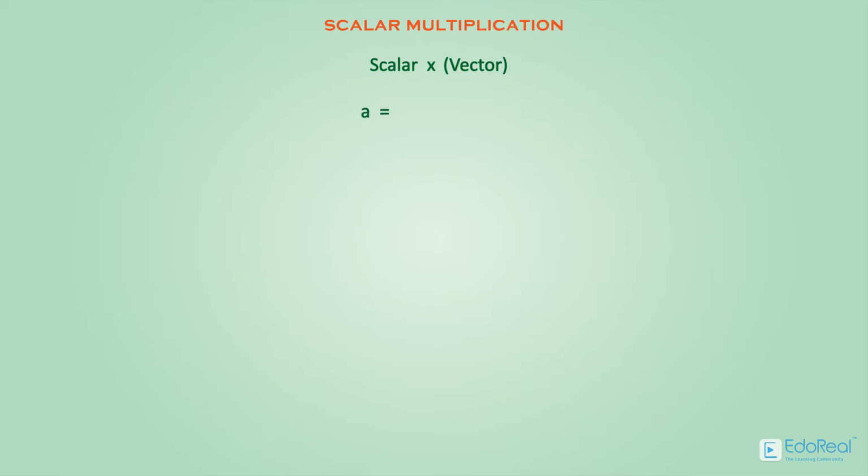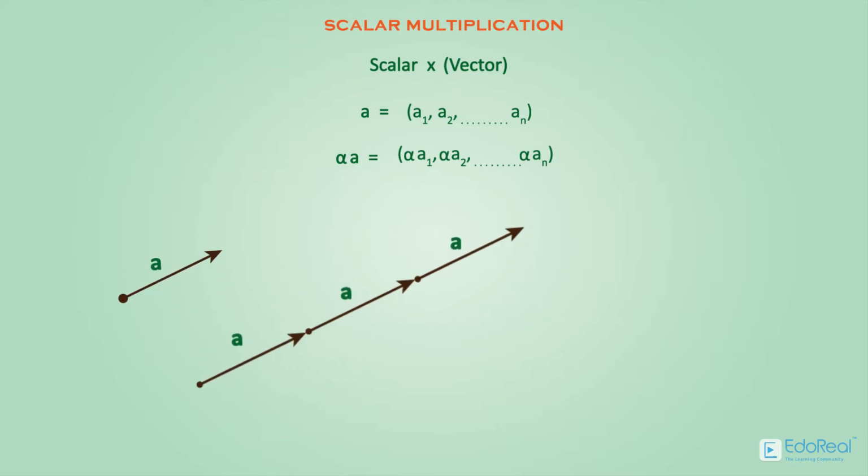Let us assume a vector A, having components a1, a2, and so on, an. When we multiply the vector A with a scalar alpha, it will be multiplied by all the elements of the vector. In simple terms, if we multiply a vector A with the number 3, then the result will be 3 times the original vector. It means the length of the resulting vector will be increased 3 times that of the original length.